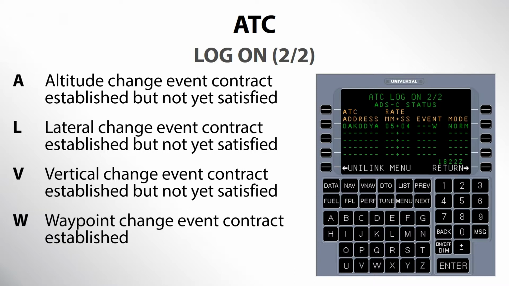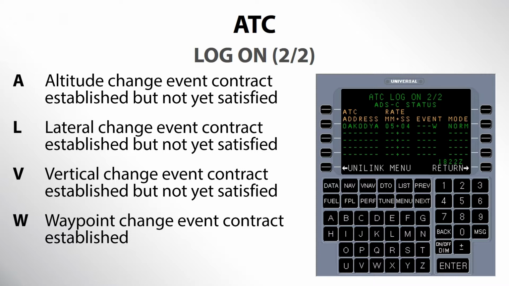W signifies that a waypoint change event contract is established. This contract remains active until the air traffic service unit cancels the contract or the aircraft lands. A nominal change to a waypoint is a waypoint sequence, but modification of the to or next waypoint within the active flight plan will also trigger a report.